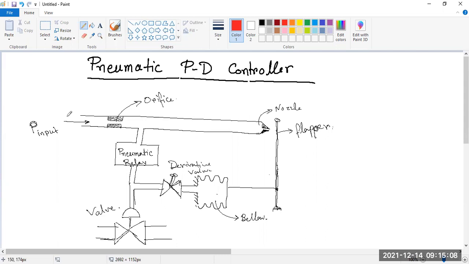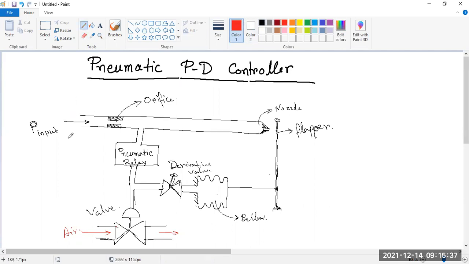So guys, this is our input pressure. Here also input to output is going on, but this is air or any air-like fluid. So if I want to control it, this is the PD controller, and this is the derivative valve. First we have to see how the pressure is working.